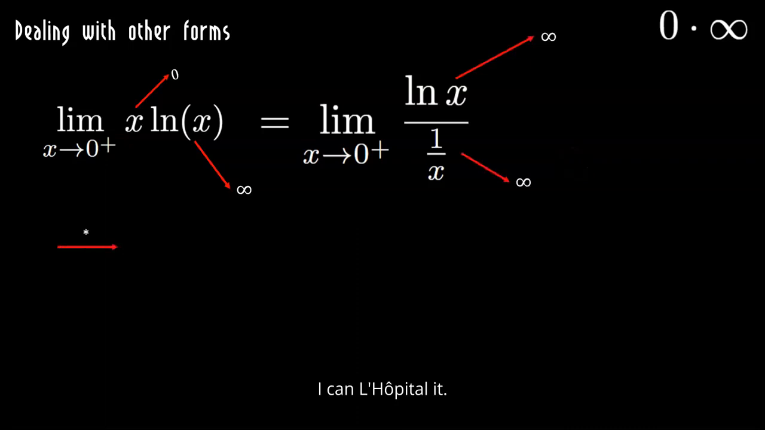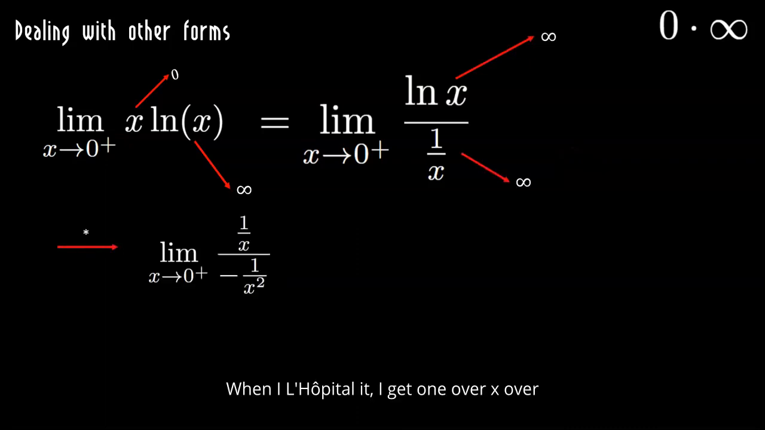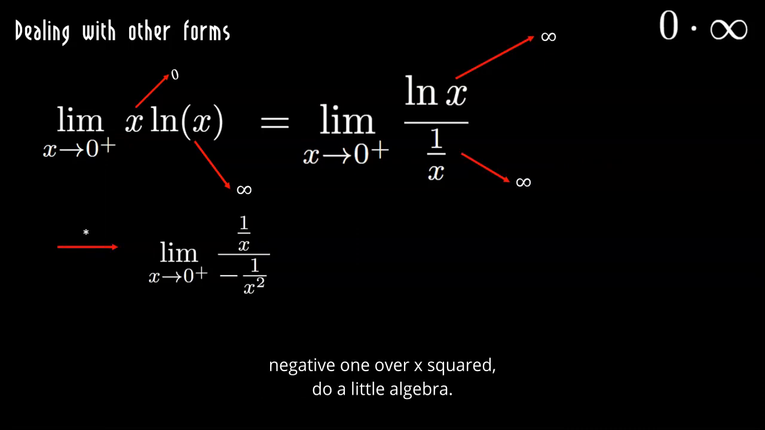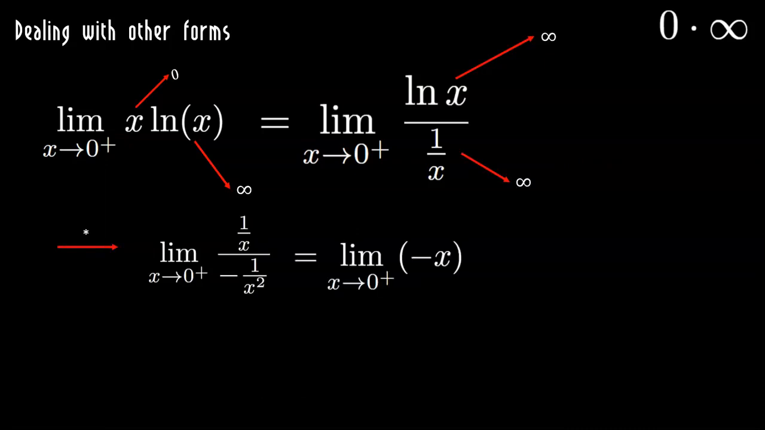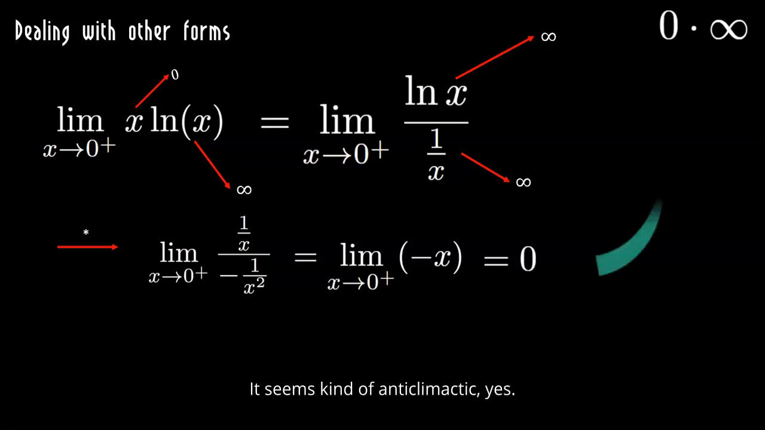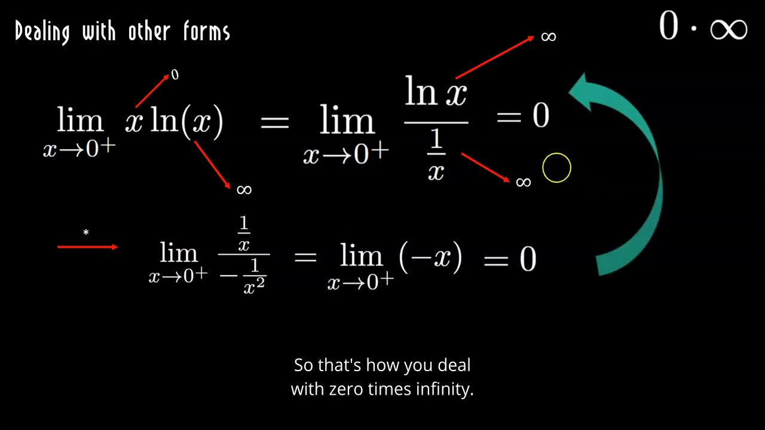I can L'Hopital it. When I L'Hopital it, I get 1 over x over negative 1 over x squared. Do a little algebra, so I get negative x. Now I plug 0 in and I get a 0. It seems kind of anticlimactic. Anticlimactic? Yes. So that's how you deal with 0 times infinity. Shove 1 to the bottom.